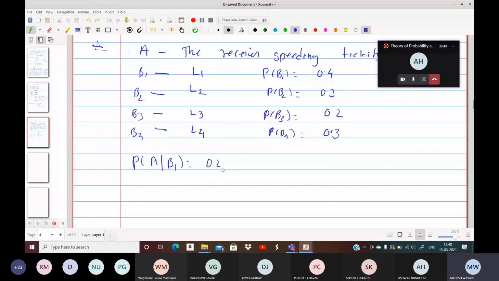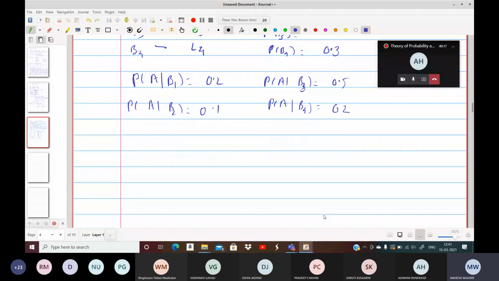Probability of A conditional on B2 is 0.1. Probability of A conditional on B3, receiving a speeding ticket at the third location, is 0.5. The probability of A given the fourth location is 0.2. These also sum up to more than 1, but they do not constitute the partitions. Okay, now draw the tree diagram.